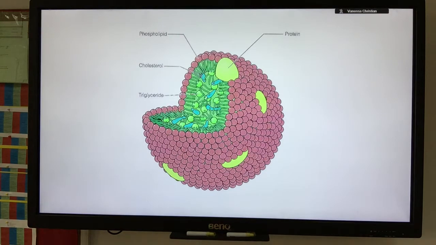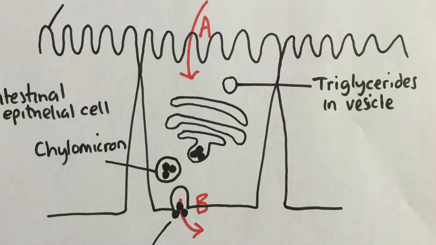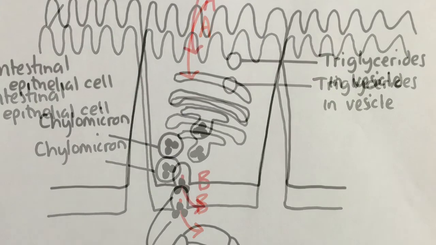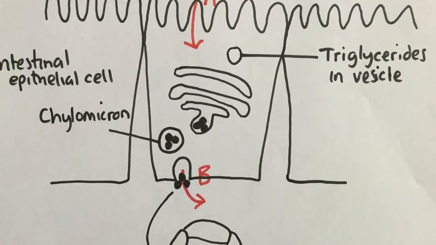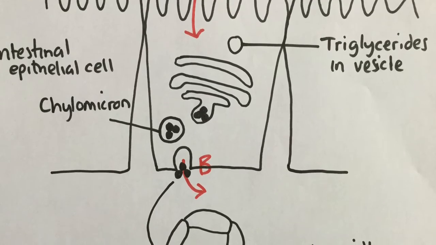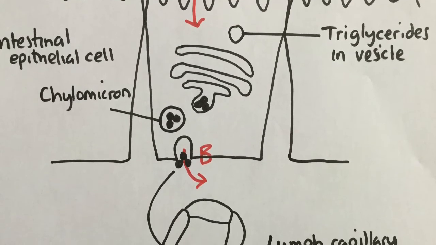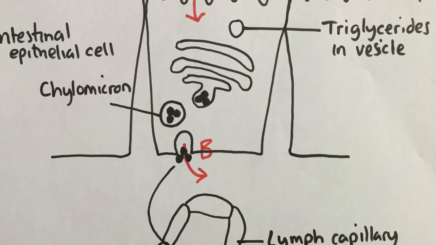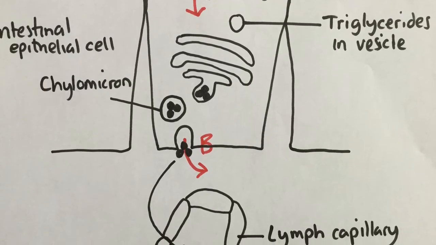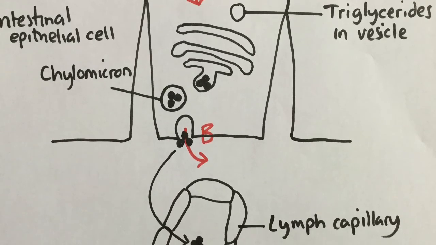It's got a phospholipid layer on its outside, courtesy of the Golgi apparatus, and inside are lots and lots of triglycerides, of cholesterol with the odd protein. Once the glycerol and fatty acids are recombined to form a triglyceride, they're passed to the Golgi apparatus, they're modified with cholesterol and lipoproteins, and then they're packaged. Then they're ready to leave the cell by exocytosis and enter the lymph vessel.